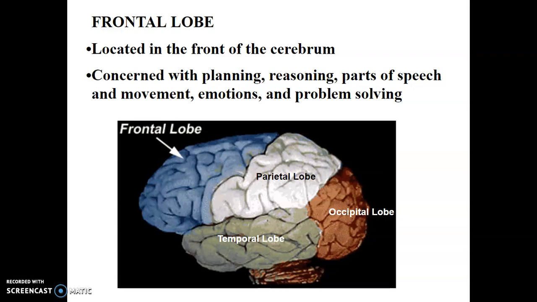But this part of the brain is a higher functioning part of the brain, I guess you could think of it that way. It's where you make sense of things, you process emotions. It's where a lot of your higher thinking takes place. So that's why it's problem solving, that front part of your brain.